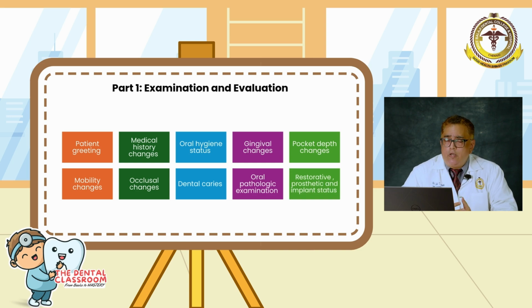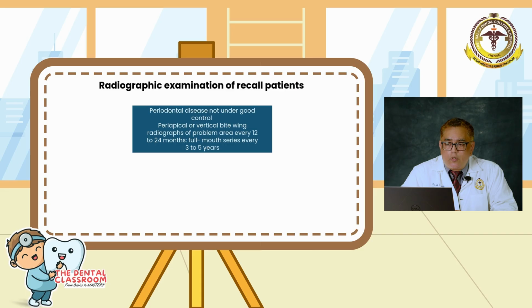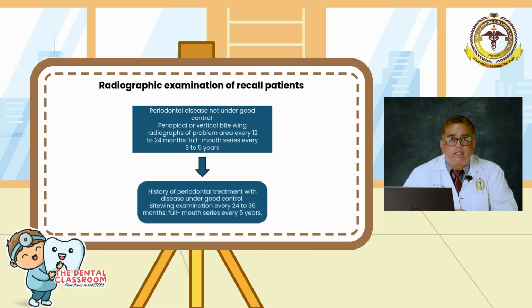Radiographs are very important when you have to look at any condition. So we look for periodontal disease not under good control. You need to take a periapical or a vertical bite-wing radiograph of the problem area every 12 to 24 months, and we always request a full mouth series every 3 to 5 years. For a history of periodontal treatment with disease under good control, we usually ask for a bite-wing examination every 24 to 36 months and a full mouth series every 5 years.